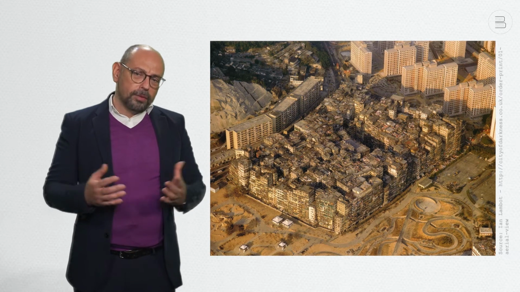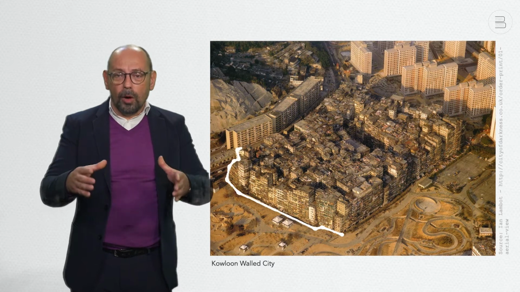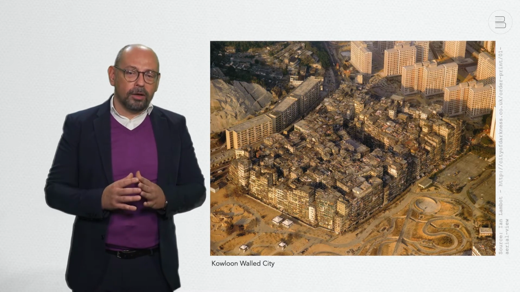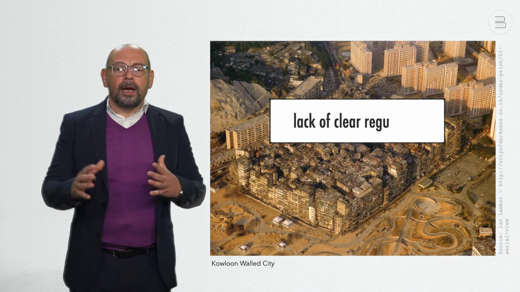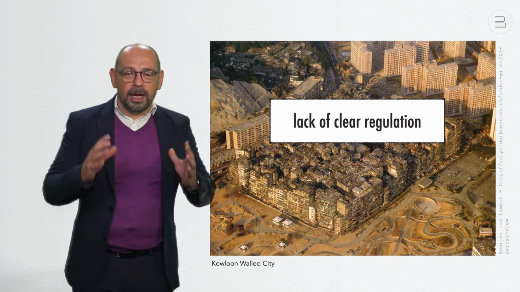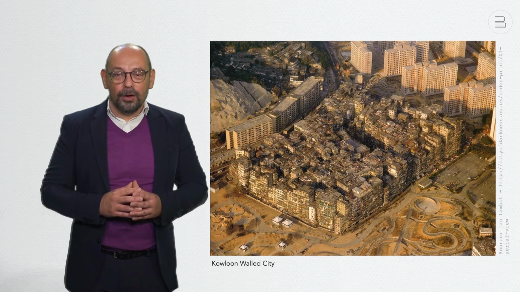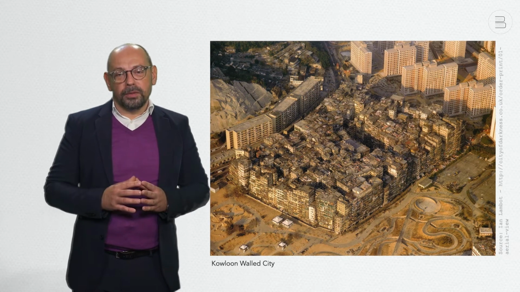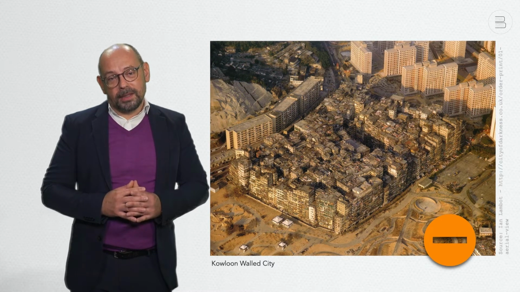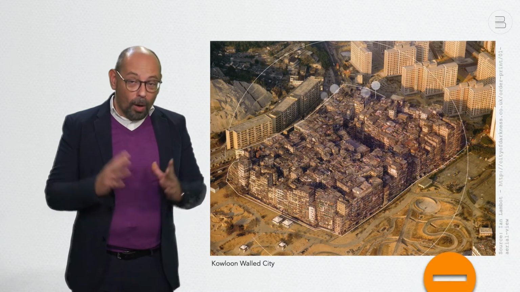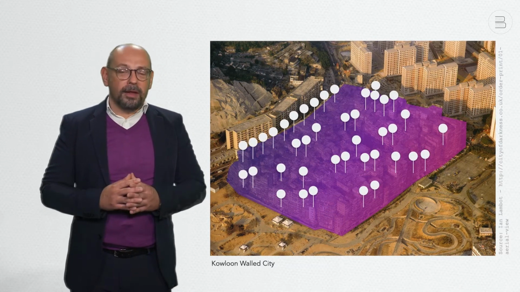Look at what happened when China and Hong Kong could not agree on who would regulate a small piece of land in Hong Kong that legally belonged to China. Because of lack of clear regulation, people could build as much as they wanted, or as much as they physically could. The most important common resource there, space, was quickly exhausted. Kowloon Walled City has since been demolished and is now a park in that area.